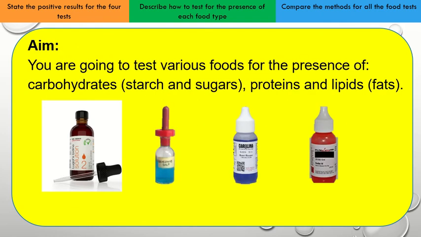So the aim for this practical, if we were doing this in front of each other, would be testing various food groups for the presence of carbohydrates, including starches and sugars, proteins and lipids, lipids also known as fats. You will see we have 4 different types of chemical in front of us, and these solutions are what we're going to use to test for those different types of food.